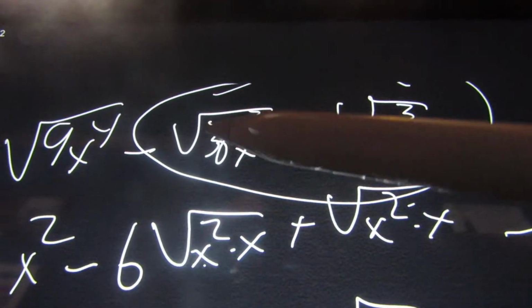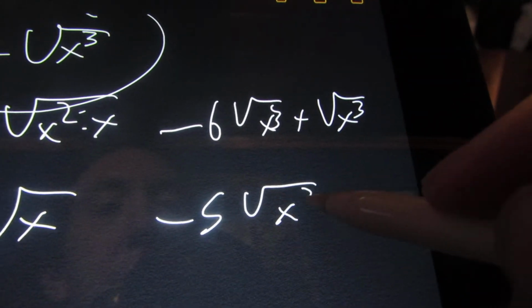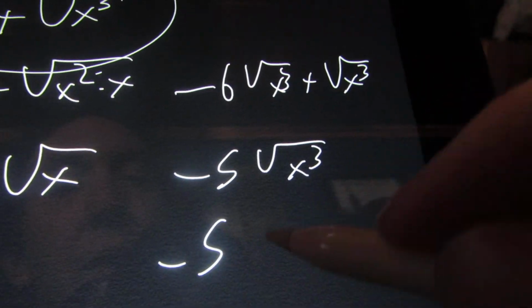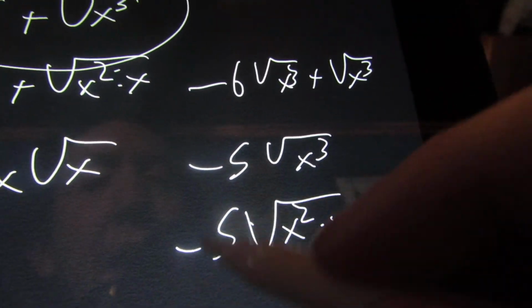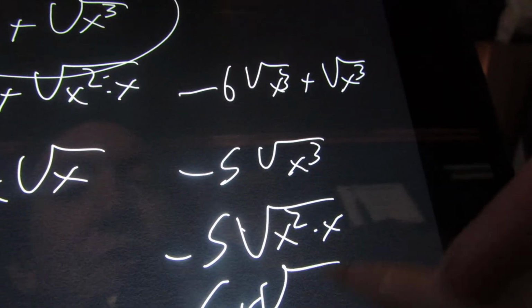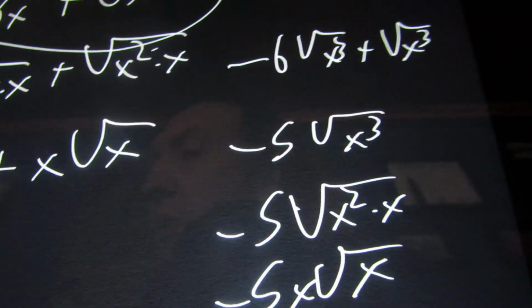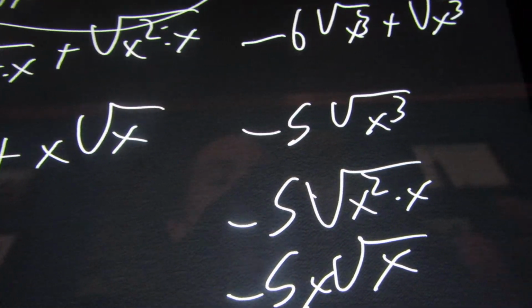I took the square root of the 36. I could say negative 5 square root of x to the 3, and then take the square root of that part. So negative 5 square root of x squared times x, or negative 5x square root of x. It doesn't really matter what order you do those in, as long as you go completely and go as far as you can.